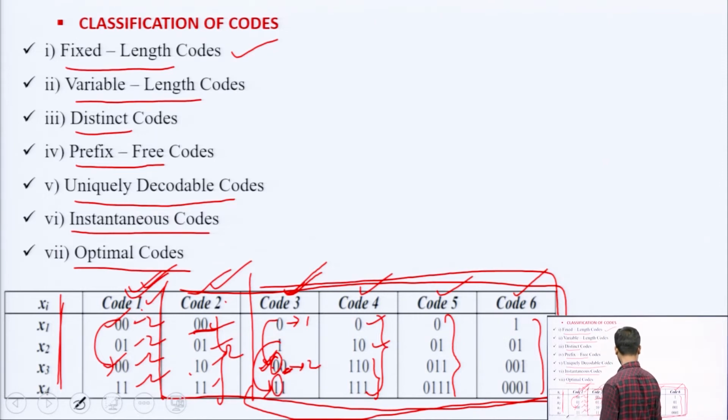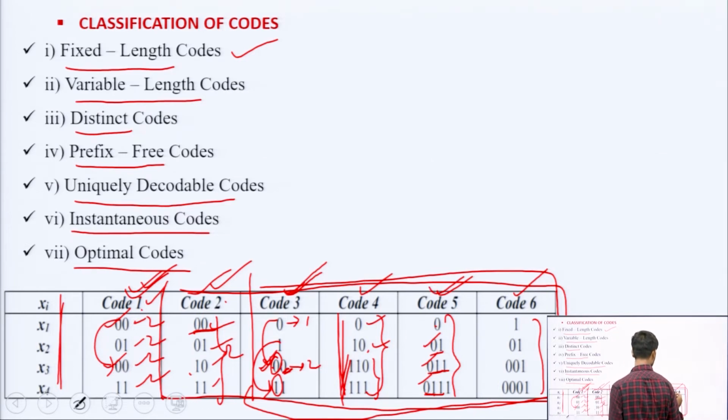Similarly, you can see code 4, there is no prefix: 0 is not a prefix for anyone, 10 is also not a prefix of anyone, 110 is also not a prefix for anyone. Similarly, in code 5, 0 is a prefix for this, 01 is a prefix for this code, and 011 is a prefix for these. So these are not prefix free codes, these are prefix codes.